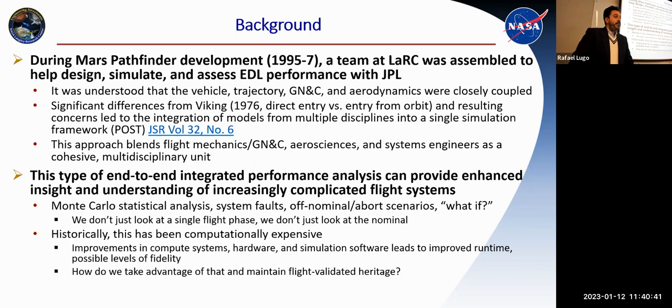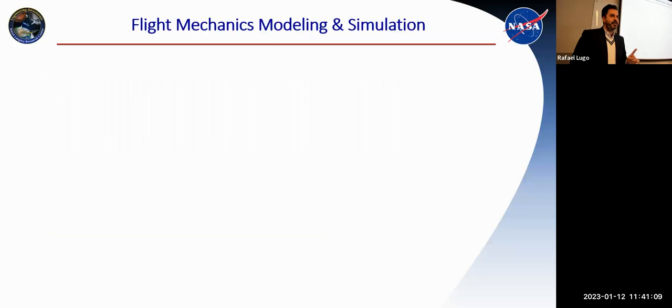But obviously there have been changes in the past 10, 20, 30, well, since computers have been computers, there have been changes in hardware and software, and these changes and improvements can lead to improved runtime, but also possibly improving our levels of fidelity in our modeling and simulation. So how do we take advantage of that? How do we apply these advances to the kind of framework that we've built up over the years and keep our flight validated heritage? But before I get into that, flight mechanics, modeling, and simulation.